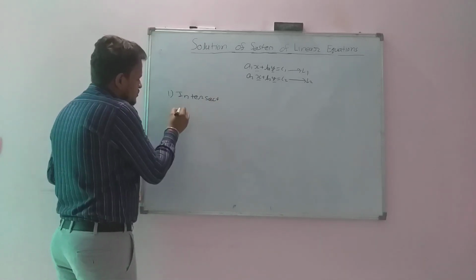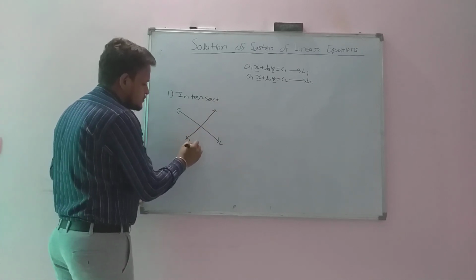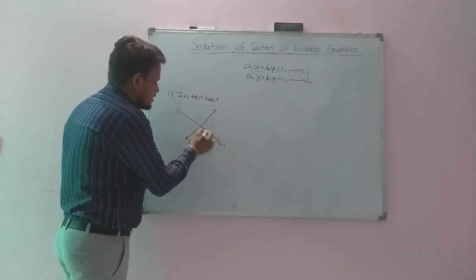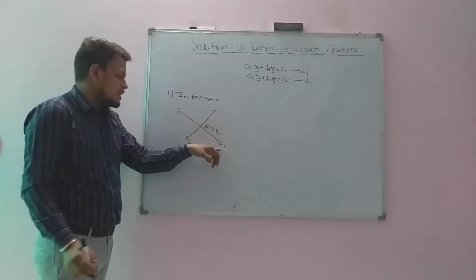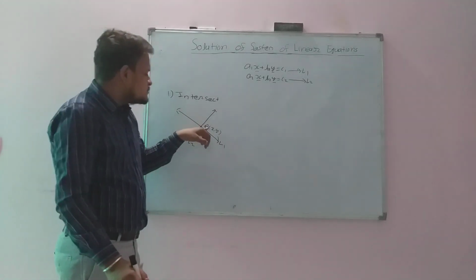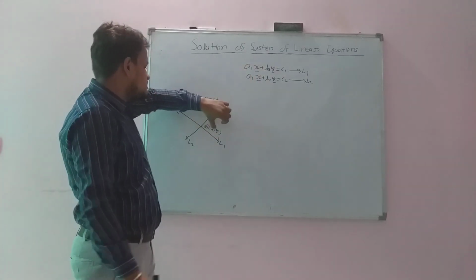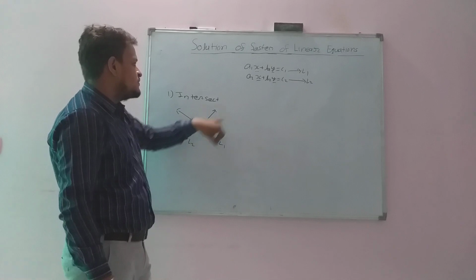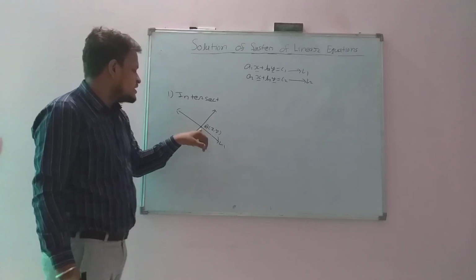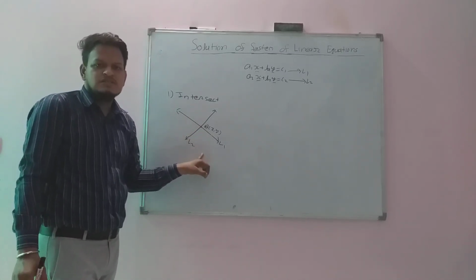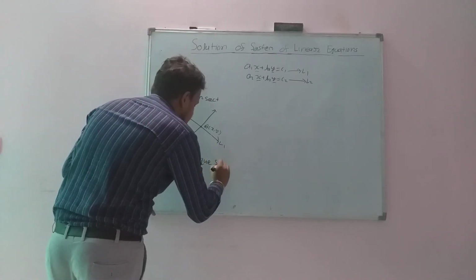Suppose this is line L1 and this is line L2. These lines are intersecting at a point A, that is A equal to (x, y). This A lies on L1 as well as on L2. It means this point will satisfy lines L1 and L2. So the values of x and y of this point will satisfy both lines L1 and L2 simultaneously. So when lines are intersecting, we are getting a single point which satisfies both the lines. So this is a unique point. So we conclude that a unique solution exists in this case.